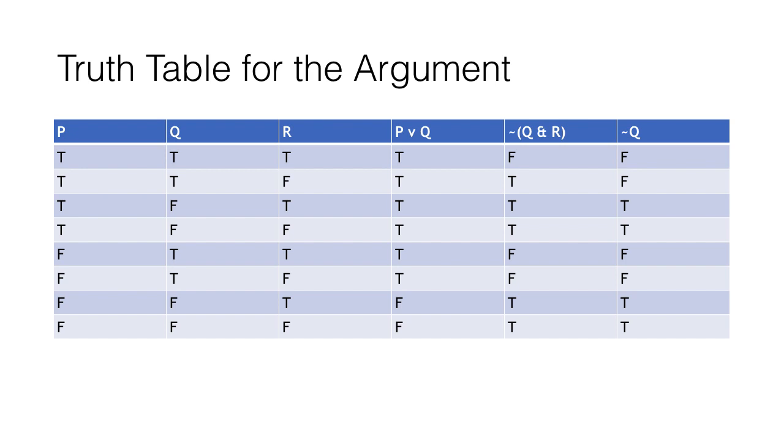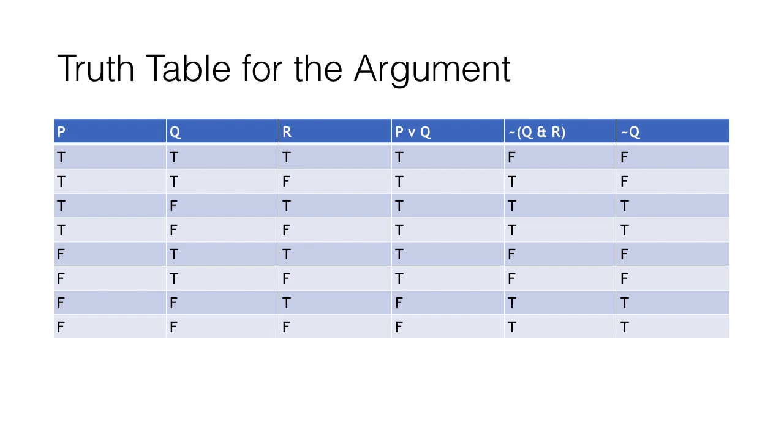I'm not writing out true and false here, just T, T, F, F, right? So we write out the truth table. First, we put in our 3 different letters, right? Then we want to make sure we have every possible combination. So the way you do this, for P, you put half true, half false.